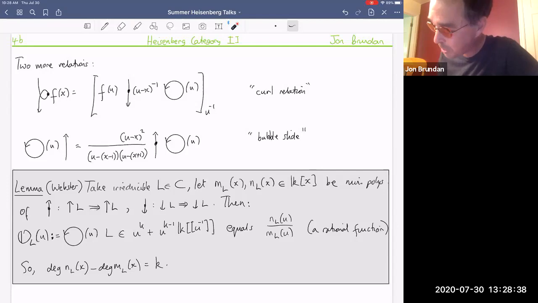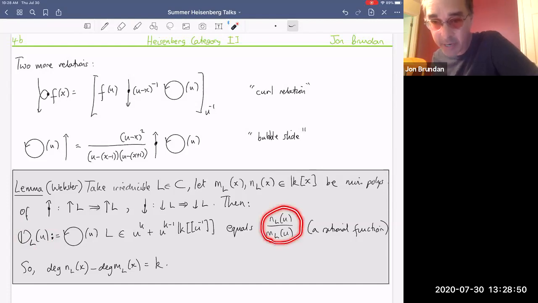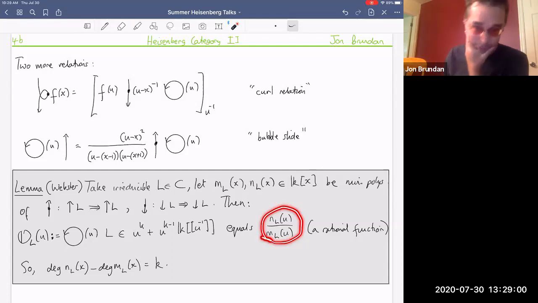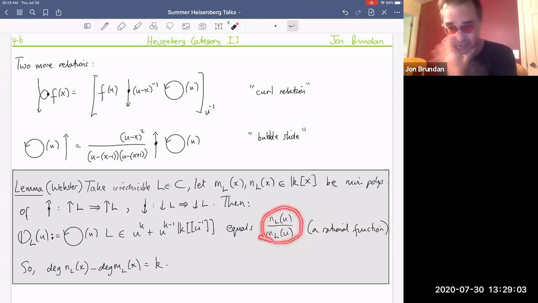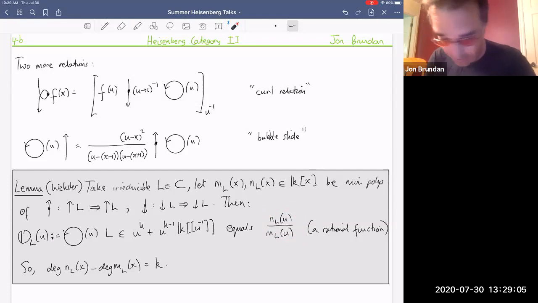Okay, so what's the lemma? This formal Laurent series, the central character information in this O_L(u), is equal to the rational function N_L(u) divided by M_L(u). So somehow all that central character information you can get by taking the ratio of these two minimal polynomials. That may not look important, but this to me is the heart of everything in this game.